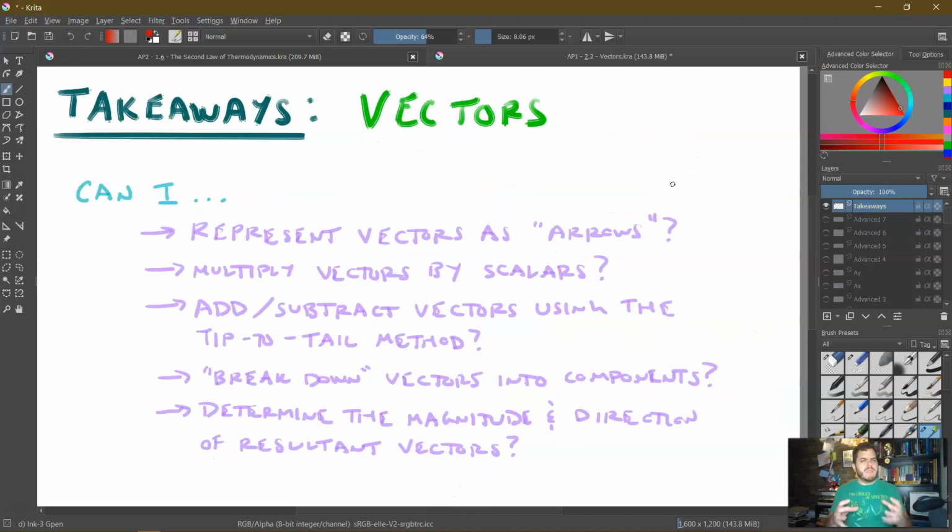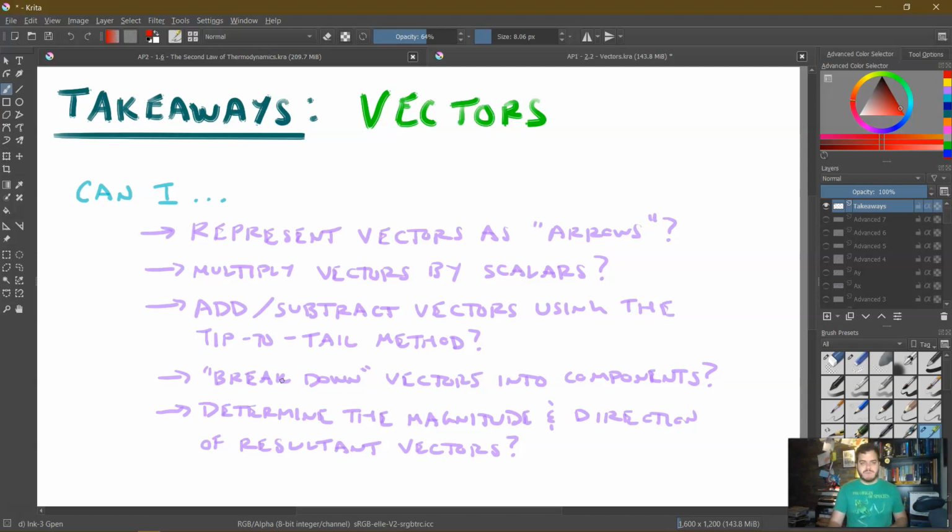So what are the main takeaways of our discussion of vectors? Well, can we represent vectors as arrows? Keeping in mind the length is proportional to its magnitude, and the direction is represented by the direction the arrow is pointing. Can we multiply vectors by scalars and scale them appropriately and or flip them if it's a negative? Can we add and subtract vectors using the tip-to-tail method?